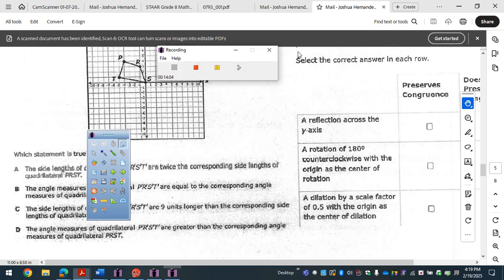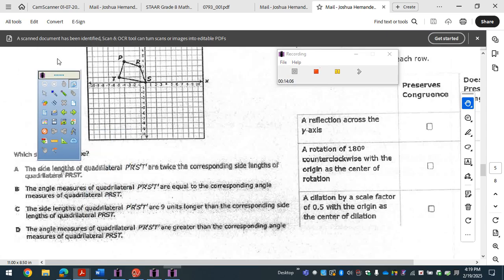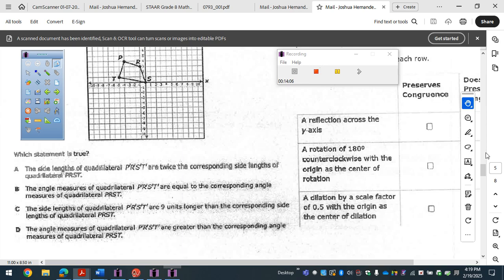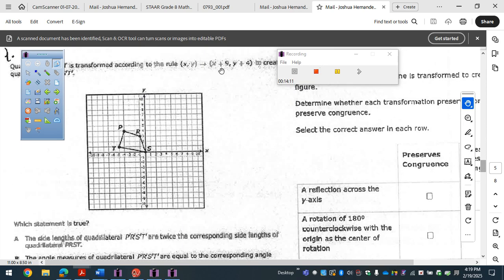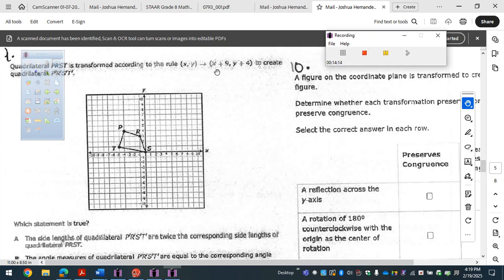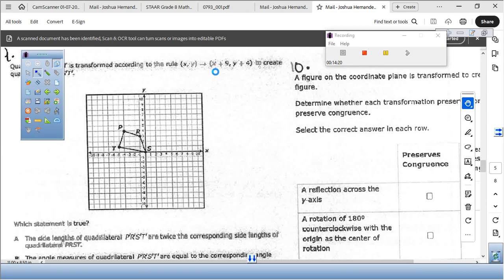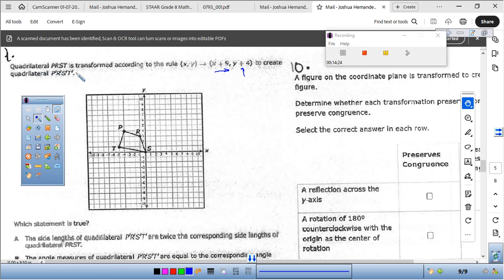Okay, so this one here, let me see, it's going to be translated again. I mean, dilated again. Let me see. Oh, it's a rule. That one is a translation. You see how it's x plus 9 and y plus 4? It just slides it over to the right. This one slides it over, guys, to the right and then up. And let me see, what rule does it say? Well, that was a translation, okay?